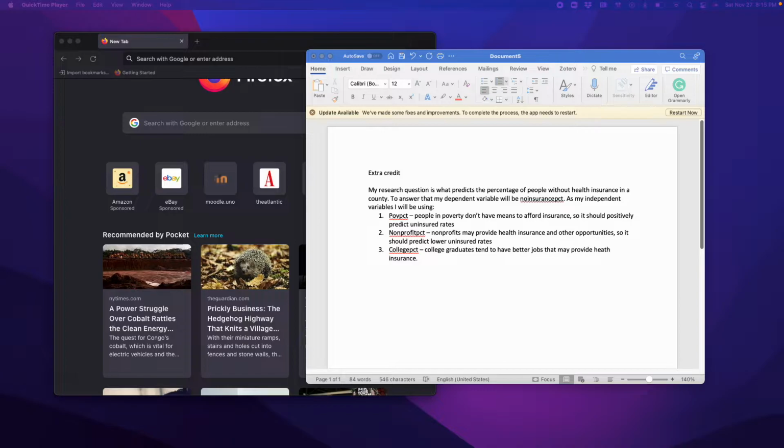And so the introduction can be guided by a few simple questions. I'm going to keep working on my paper about health insurance, levels of health insurance across counties. And I think you can adapt the structure I use to any of the topics for the final paper.